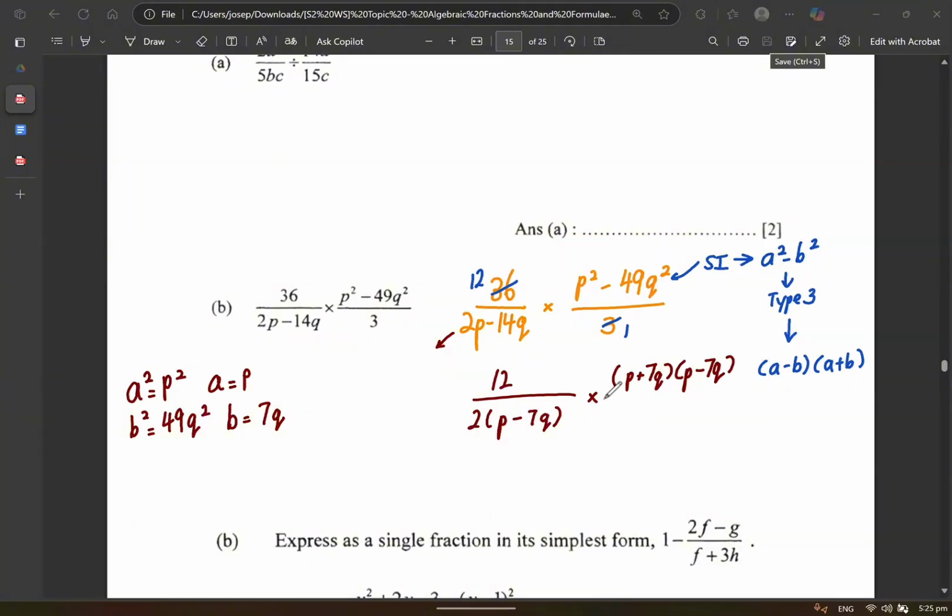So I have these two things over here. Can you see that? All right, this is over 1. Do you agree or disagree? Okay, agree. P minus 7Q, P minus 7Q. Make sense? So now we can cross. 12 and 2 can also cancel. Can you understand? This becomes 1, this becomes 6. True? 6 bracket P plus 7Q over 1. All right, so therefore, this is your answer for this question.